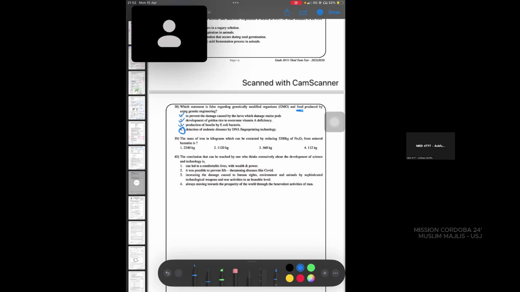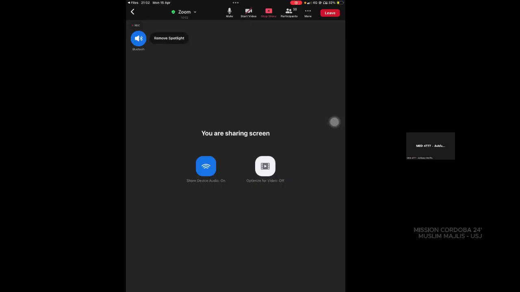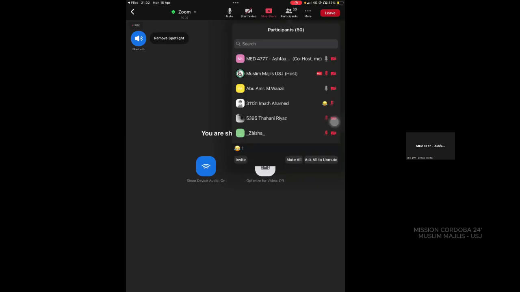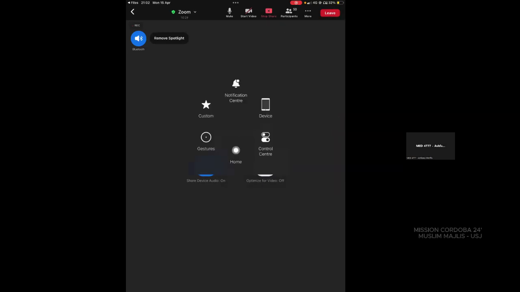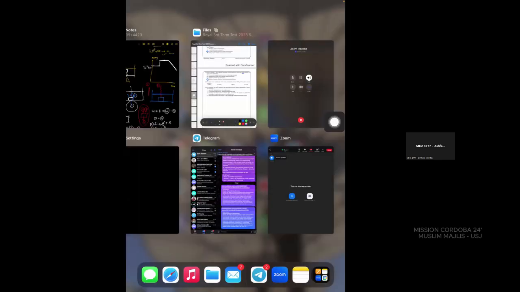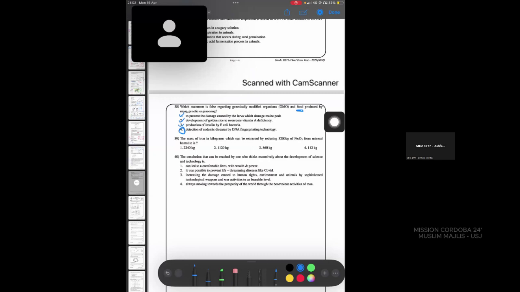We use this DNA fingerprinting technology. So you know that in science we have certain organisms, we modify their genetic composition. Can you all hear me? Right. So here in science we have certain organisms, and when I alter their genetic composition, I get something called genetically modified clones.